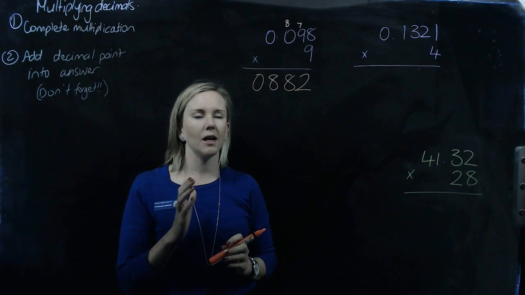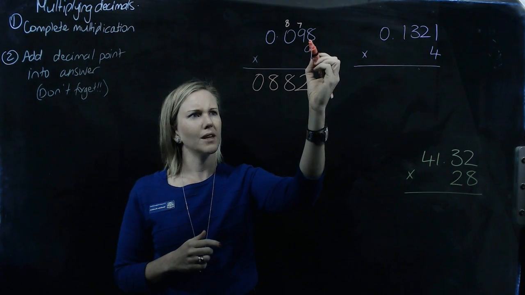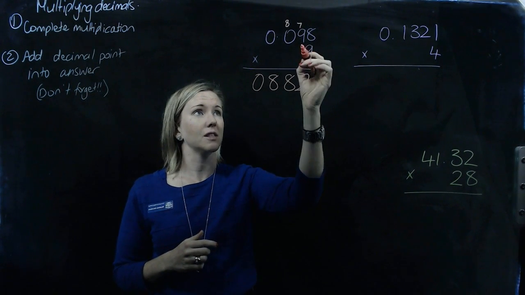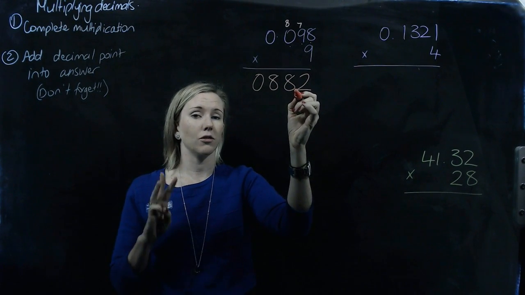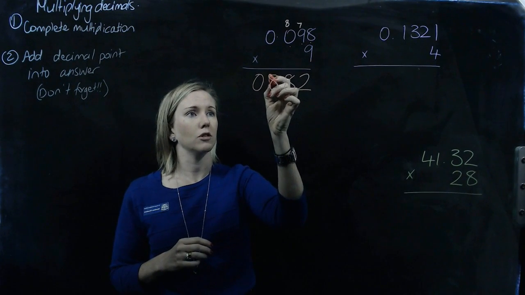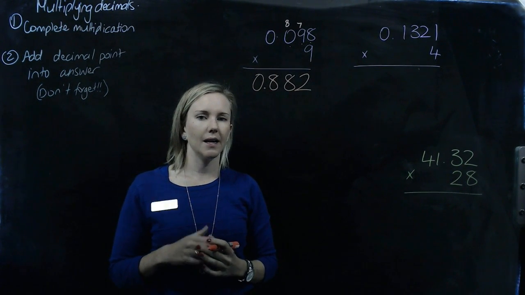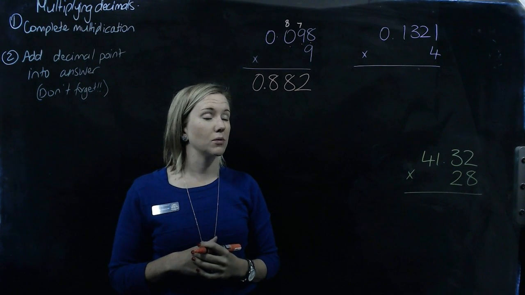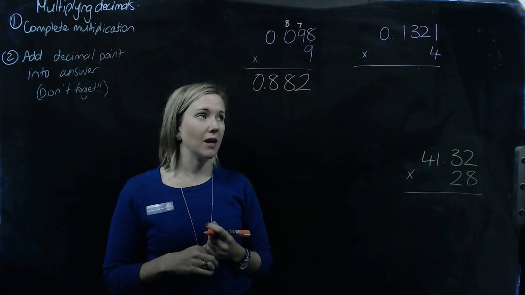So the trick to getting it in the right place is to look at the decimal number in the question, and you've got to think how many numbers in the question are after the decimal. 1, 2, 3. Your decimal point goes 3 places in this case. So starting here, 1, 2, 3, and that's our answer. Okay? So the key to getting the decimal in the right place is to look at where it is in the question, the decimal number in the question, and then put it that many places in your answer.